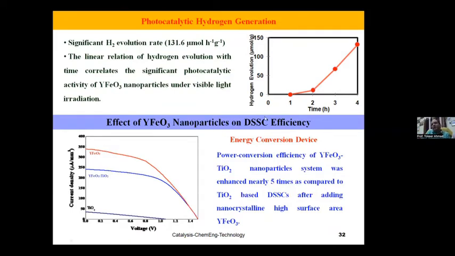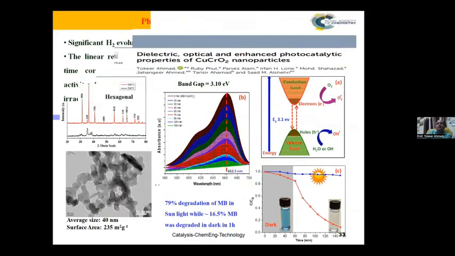We have also fabricated dye-sensitized solar cells with the help of YFUC nanoparticles for energy conversion devices, and we have shown that the power conversion efficiency of the YFUC TiO2 based system could be enhanced nearly 5 times as compared to TiO2 based DSSC after adding the nanocrystalline YFUC nanoparticle.